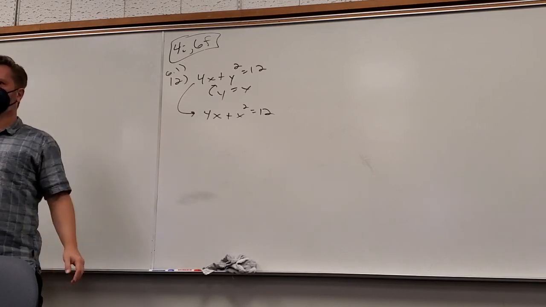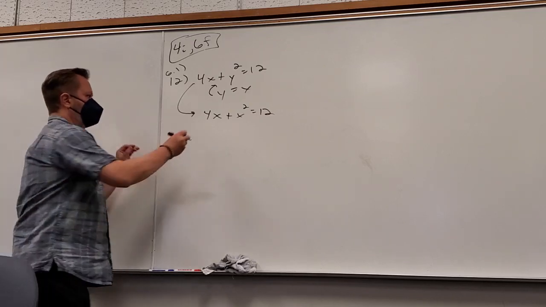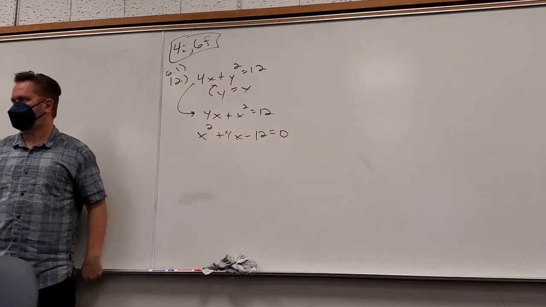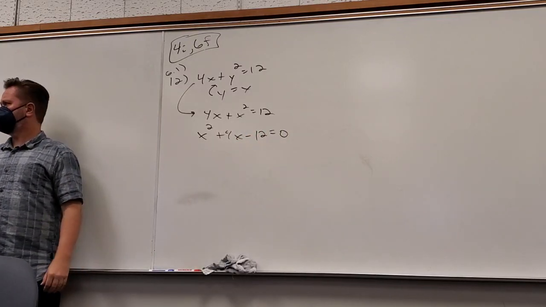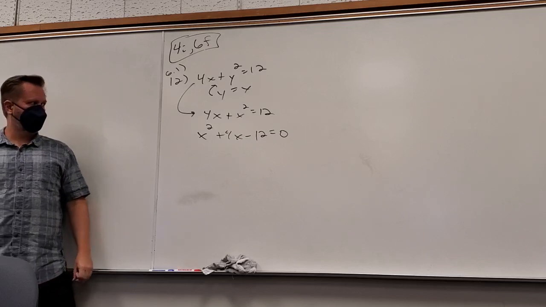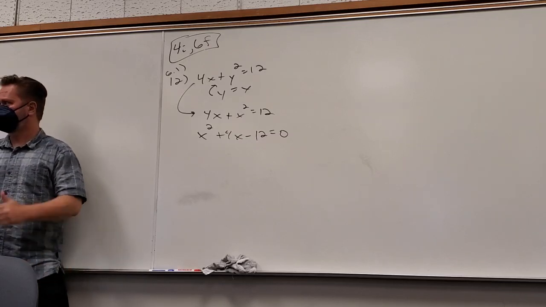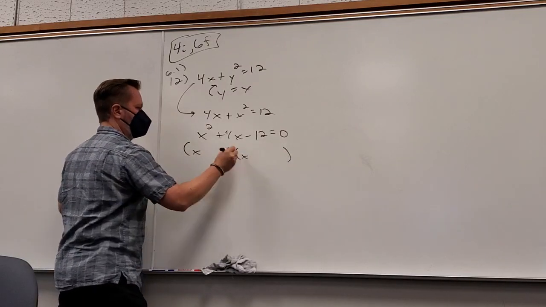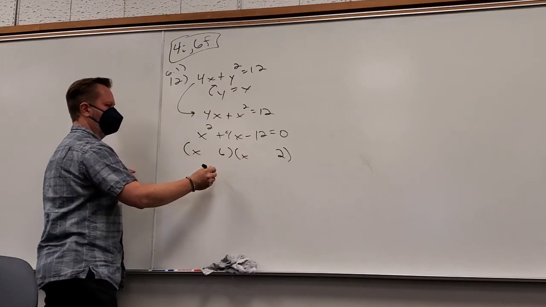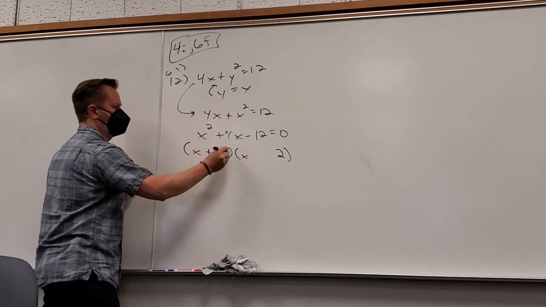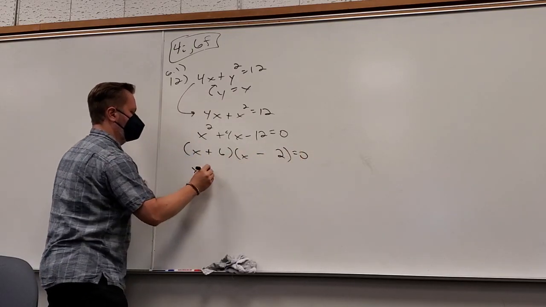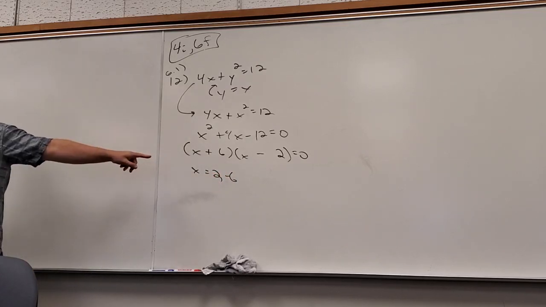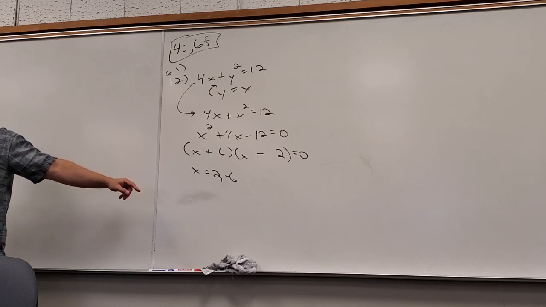What do I do with that? Bring the 12 over. Maybe put it in order. Then we've got x squared plus 4x minus 12 equals 0. So 6 and 2 will make 4, and of course, which one's positive? 6. So you get x minus 2 times x plus 6, so you get 2 and negative 6. Now, that's not good enough.